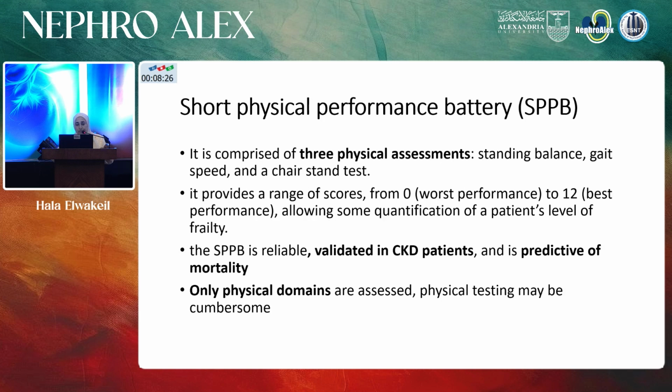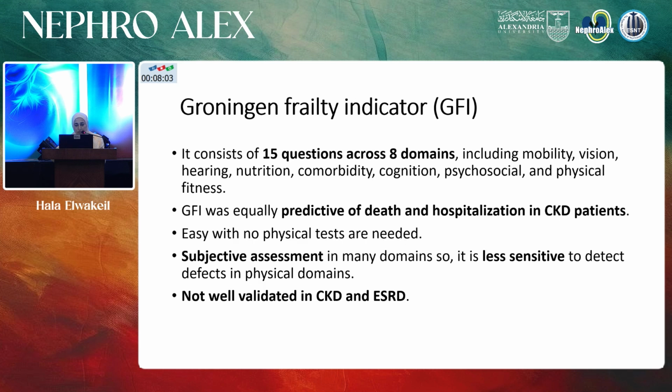The short physical performance battery depends on 3 physical assessment measures: standing balance, gait speed, as well as a chair stand test. Each parameter gives a score from 0 to 4, to increase the range to assess the mild cases. It is validated in CKD patients, but it is only dependent on the physical domains.